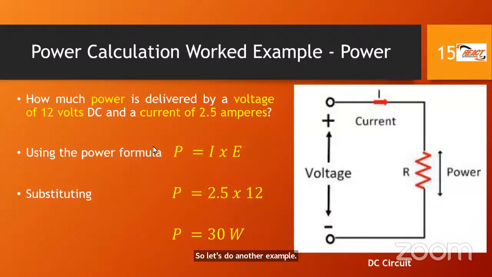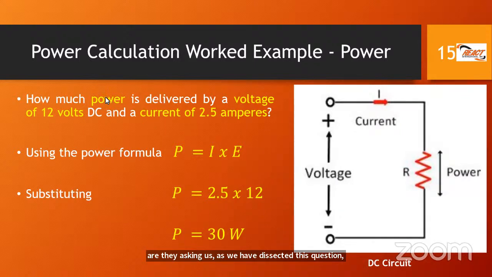So, right, it was nice we do it twice. So it says here, next question, again, an actual question in the exam. How much power is delivered by a voltage of 12 volts DC and a current of 2.5 amperes? Again, very similar question to the previous one. What are they asking us? As we have dissected this question, they've asked us how much power. So we know they're asking us for power.